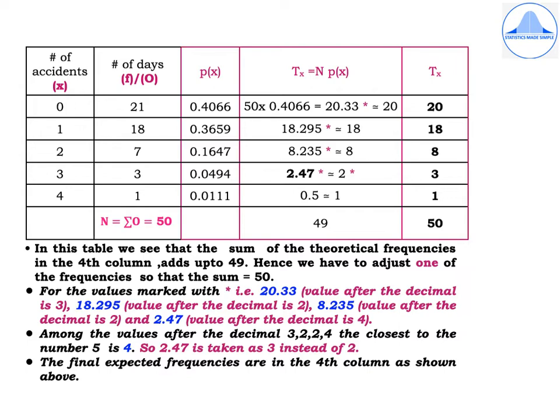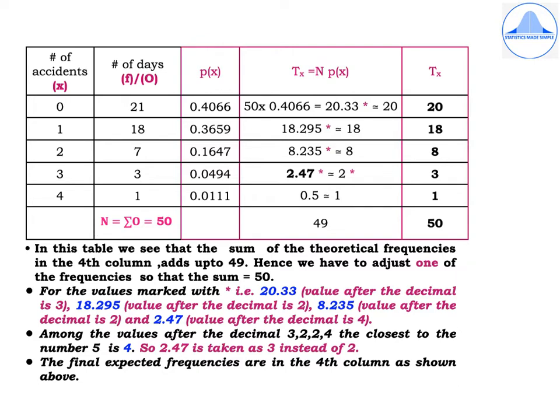The most important step now is to calculate the theoretical frequencies, or the expected frequencies, which are denoted by Tx, equal to capital N into P of X. So each probability is multiplied with capital N. The first Tx value is 50 into 0.4066, which is equal to 20.33, and if we approximate it, we get 20. Similarly, the next value is 18.295, on approximation is 18, 8.235 is equal to 8, 2.47 is equal to 2, and 0.5 is approximated to 1.